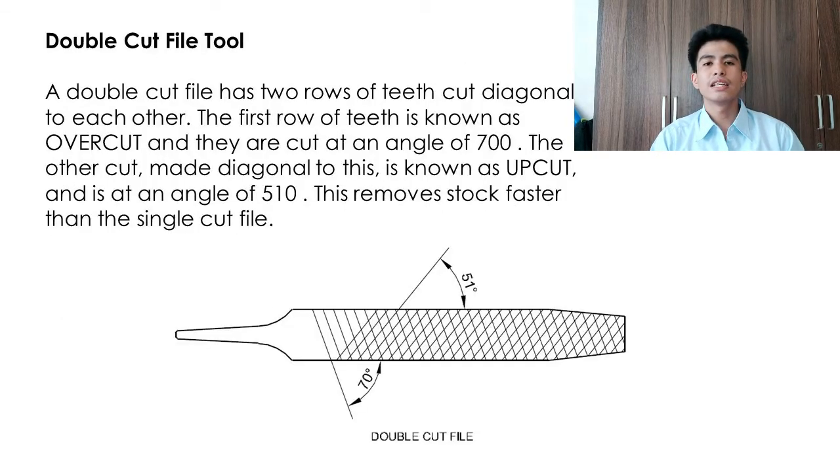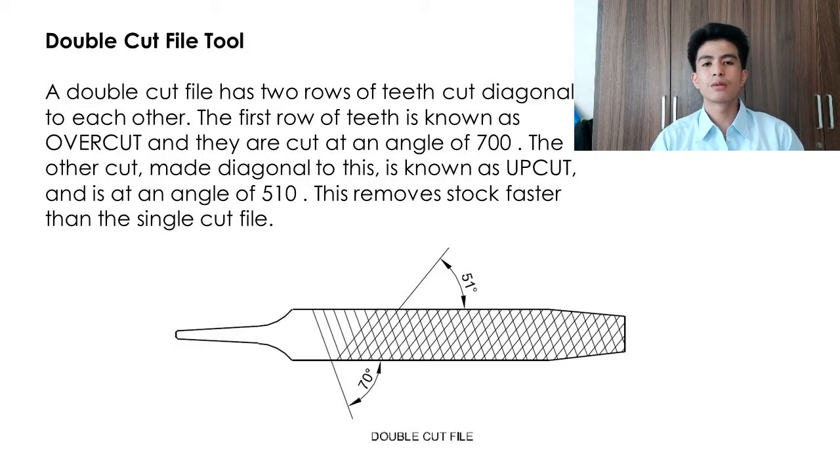The second one is the double cut file. This type of cut has two series of parallel teeth running diagonally to each other across the width of the file surface, with one series crossing the other. The first set of teeth is known as the overcut, and they are cut at an angle of 70 degrees, and the second set of teeth is known as the upcut, and cut at an angle of 51 degrees.